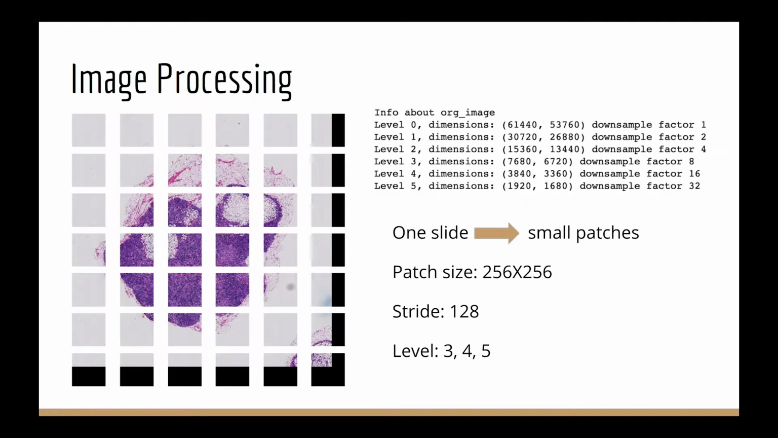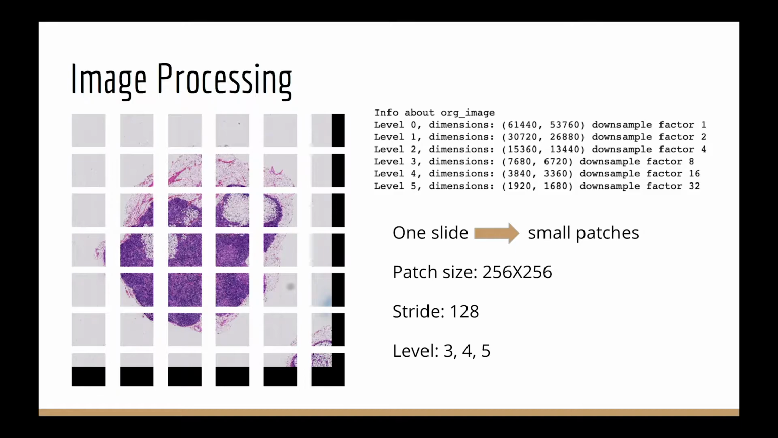Next, let's talk about image processing. It's extremely hard to use the huge image as an input for our model. As you can see, level 0 is the dimensions of the original image. So we divided the slide into small patches. The size of the patches is 256 by 256 and the stride is 128. A smaller stride will produce more patches with cancer cells. Finally, we choose level 3, 4, 5 because it provides enough training data for the model.